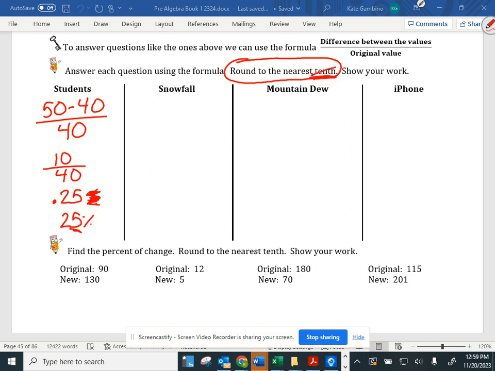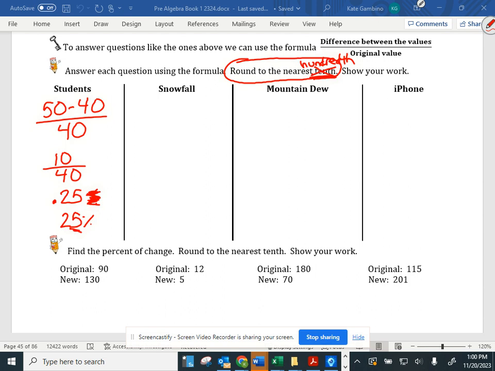I would like you to cross off the tenth and write hundredth, because when we work with percents, we're going to go out to the hundredth place. Okay, so cross off where it says round to the nearest tenth and write hundredth, because percents go to the hundredth place. Make sense? All right, let's look at our snowfall.